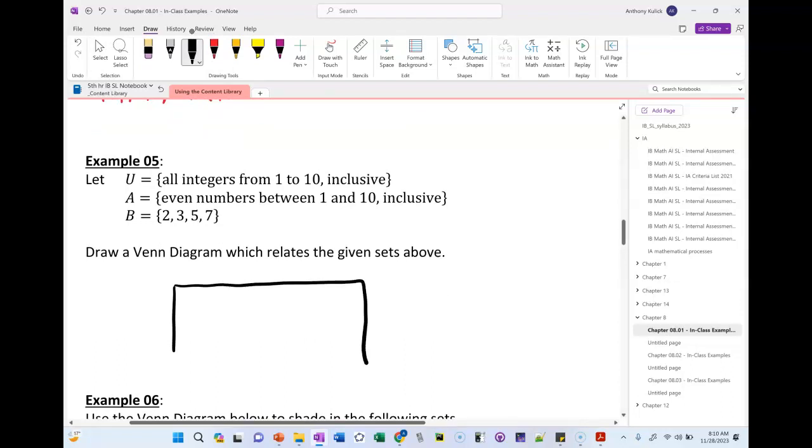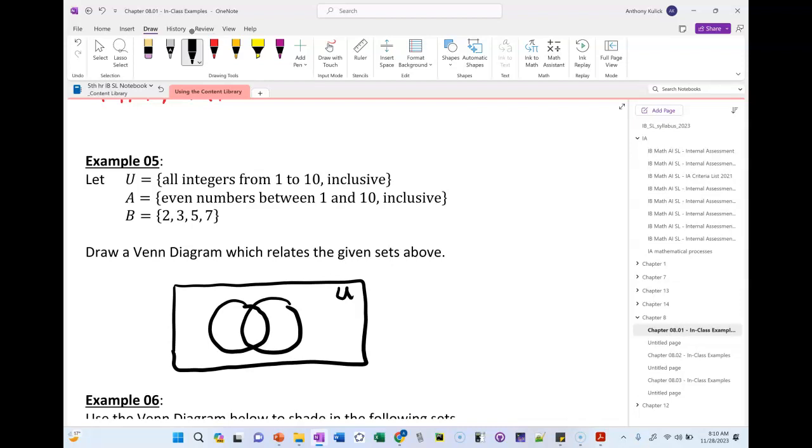So draw a Venn diagram that relates the sets above. The first thing you'd want to do is draw your box and put a U in the corner indicating that's the universal set. Draw a circle for A and B. And now I like to fill in the intersection first. What's going to live in the intersection there? 2. That's the only thing that's even and in B. So the other things that live in B should be 3, 5, 7. What are the other things that should be living in A? 4, 6, 8, and 10.